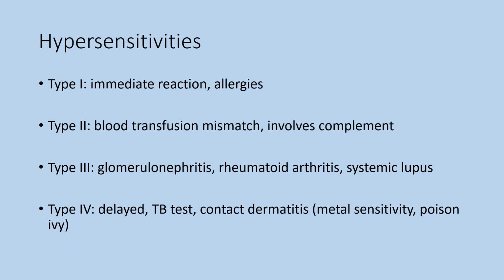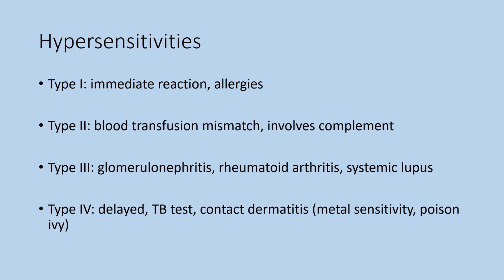So type 1 is immediate, type 4 is delayed. You don't see anything initially, but maybe 24 or 48 hours later, you start to see a response. If any of you have had a TB test, that is an example of a delayed response. They give you the injection, and then you have to come back in 24 or 48 hours, and they check to see if there's reddening at the site.